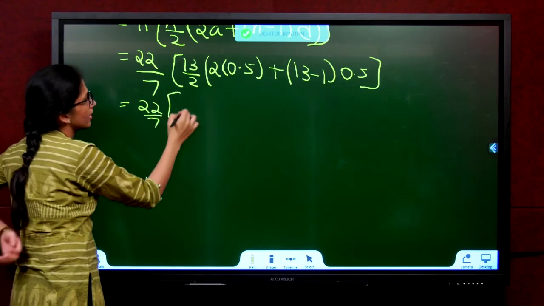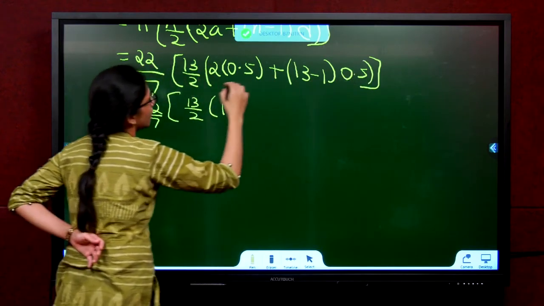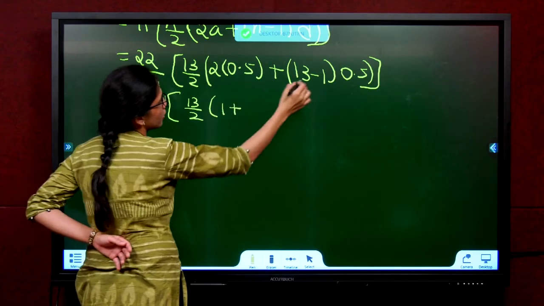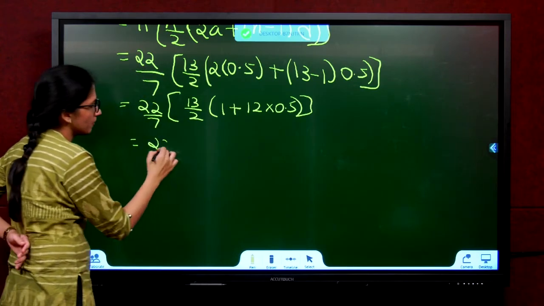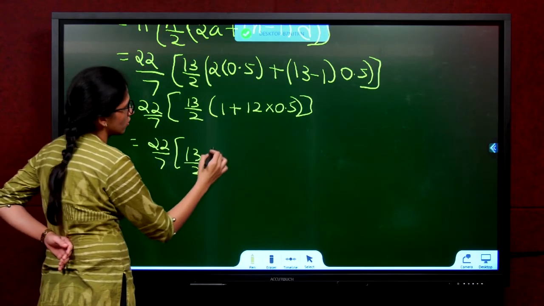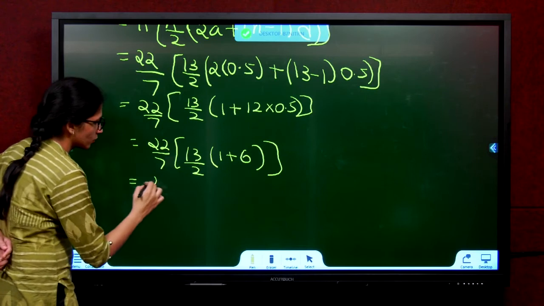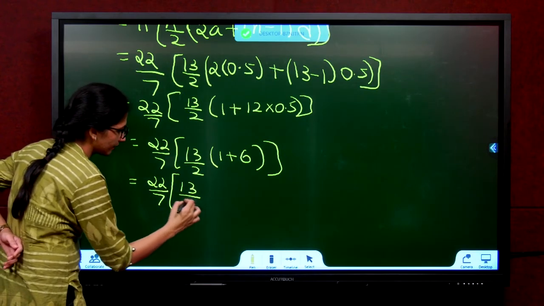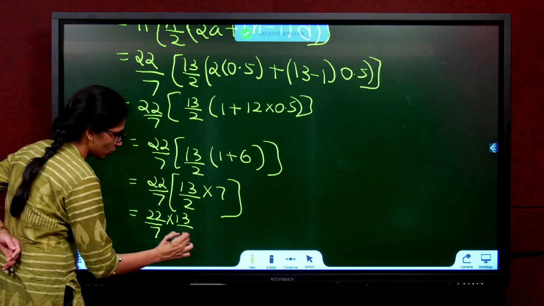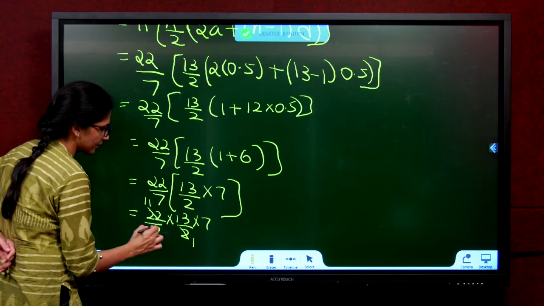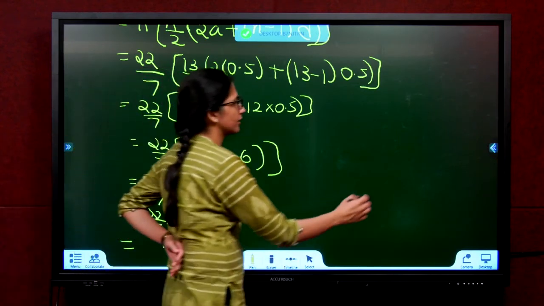22 by 7, 13 by 2, you can't do anything. 2 into 0.5 is 1. Brackets here. 2 into 0.5 is 1 plus 12 into 0.5, which is 6. So 22 by 7 into 13 by 2 into 7. 2 elevens are 22, 7 ones are 7. Answer is 11 into 13. How much is 11 into 13?